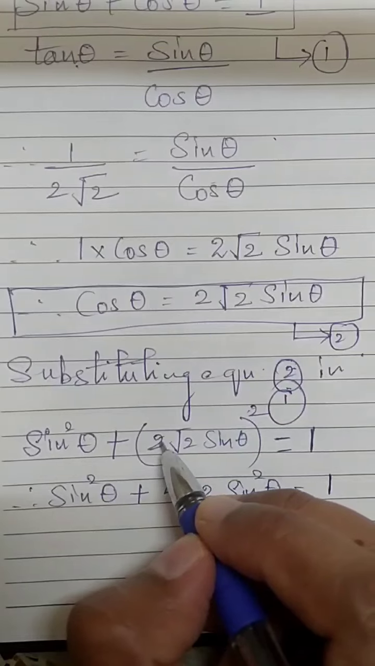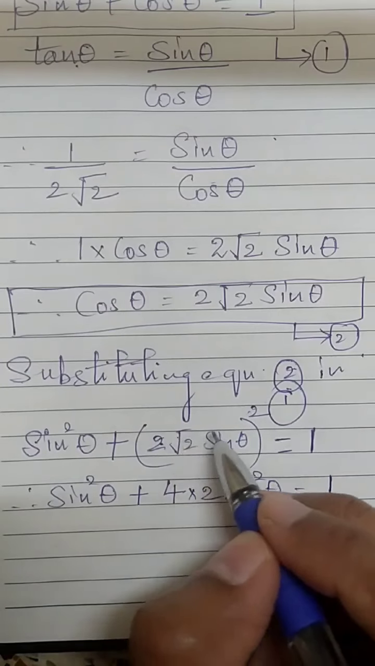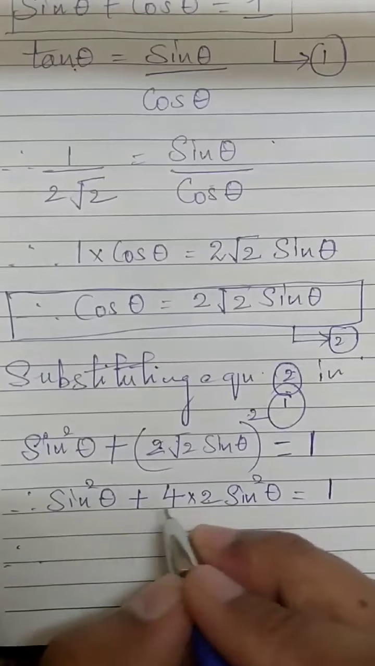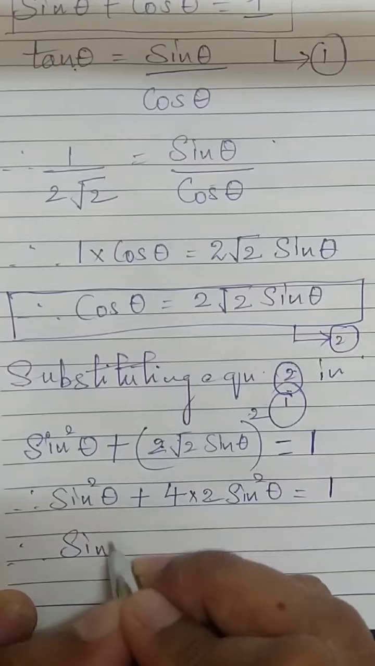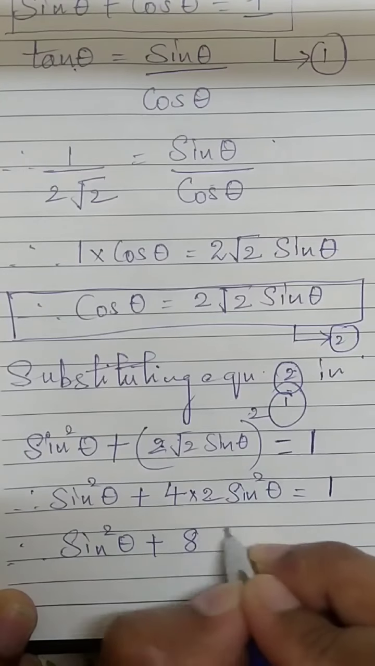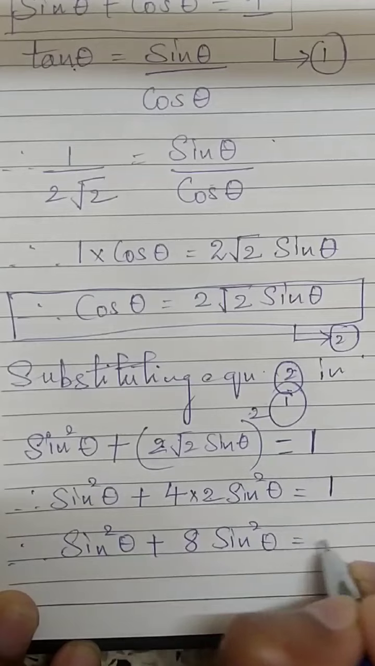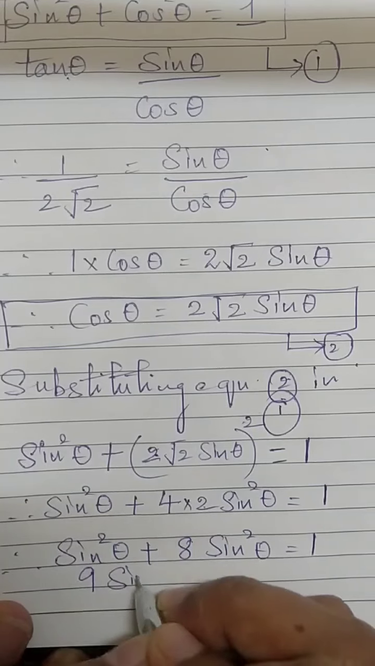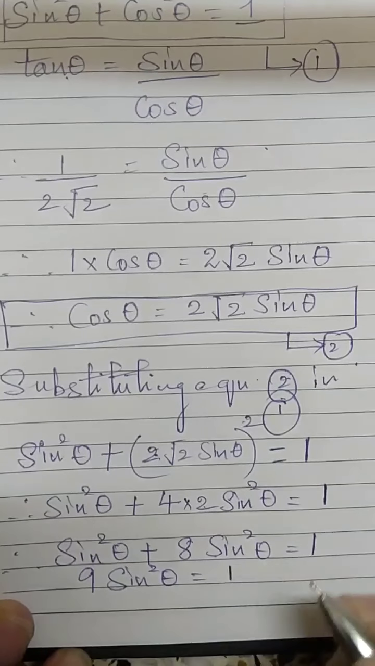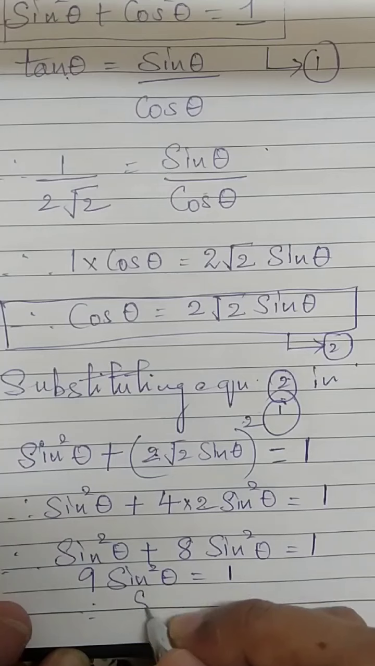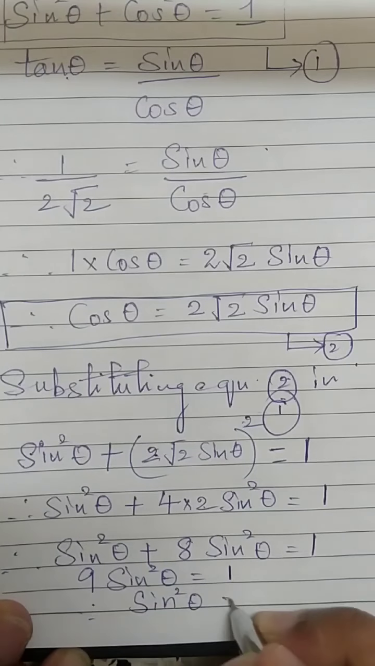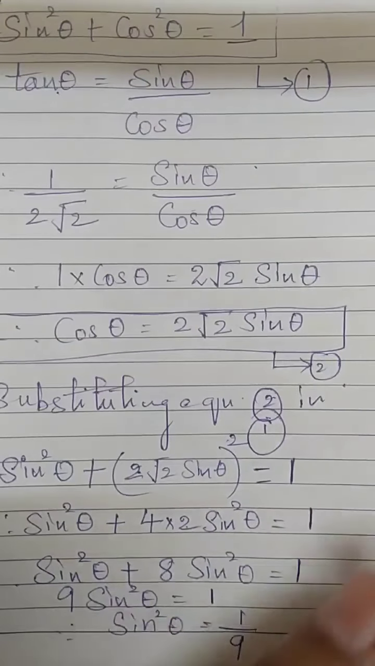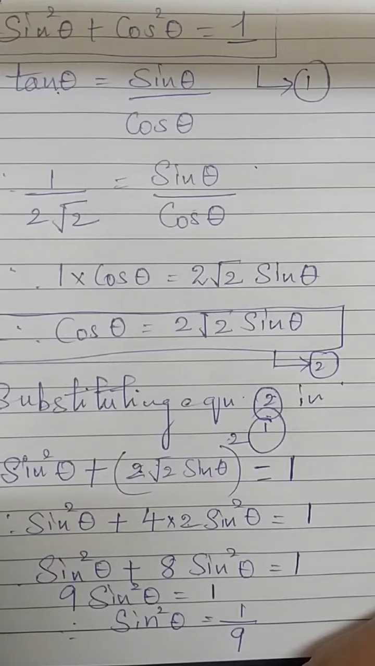I hope you understood. 2 into 2 is 4, into root 2 into root 2 is 2, and sine square theta, which is therefore 4 2s are 8, no? So this sine square theta I'll keep as it is, plus 8 sine square theta is equal to 1. Sine square theta plus 8 sine square theta will be 9 sine square theta is equal to 1. So how much is sine square theta? Therefore sine square theta is equal to 1 upon 9. I hope you are understanding.